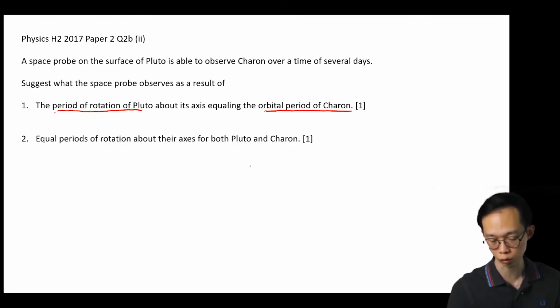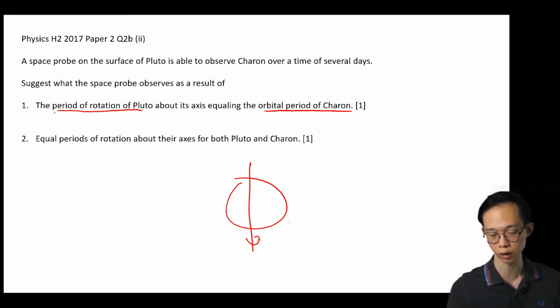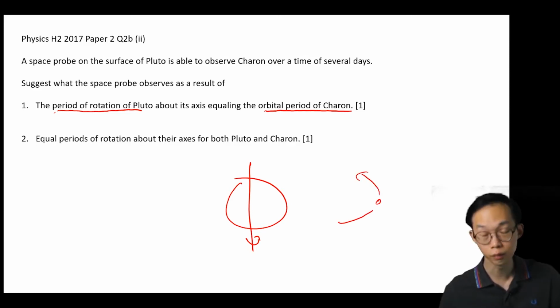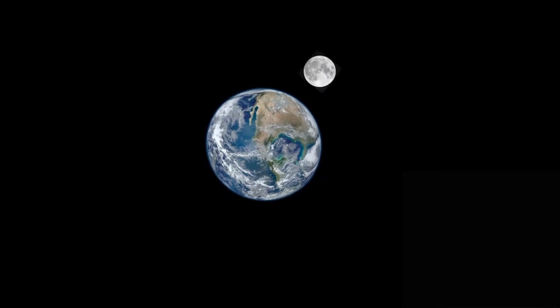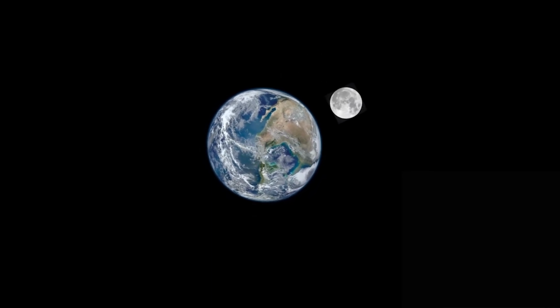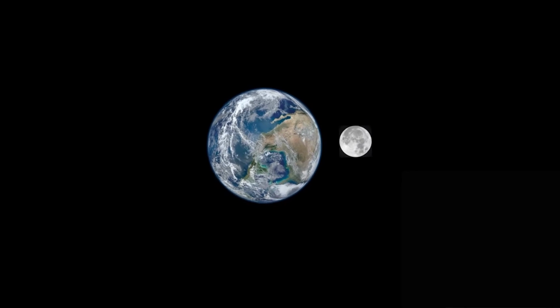Now this one is quite simple, quite easy to visualize. We have Pluto, rotating about its axis like this, and then we have Charon, doing its orbit like this. Many of you will recognize this as being very similar to what we learned about geostationary orbits. So the animation will look something roughly like this. I'm using a picture of the Earth and the Moon because I couldn't find a suitable picture of Pluto and Charon, but you get the idea.